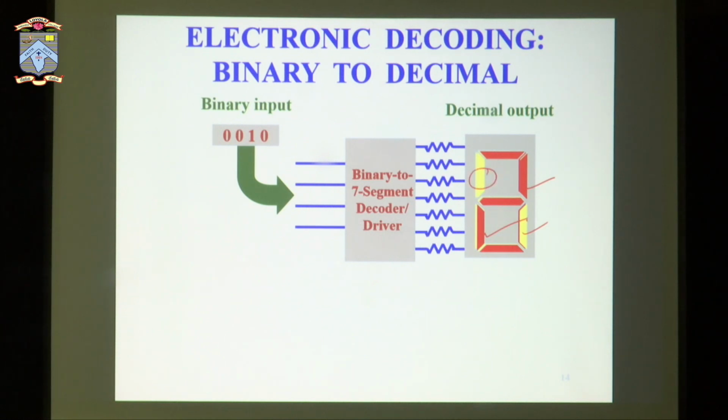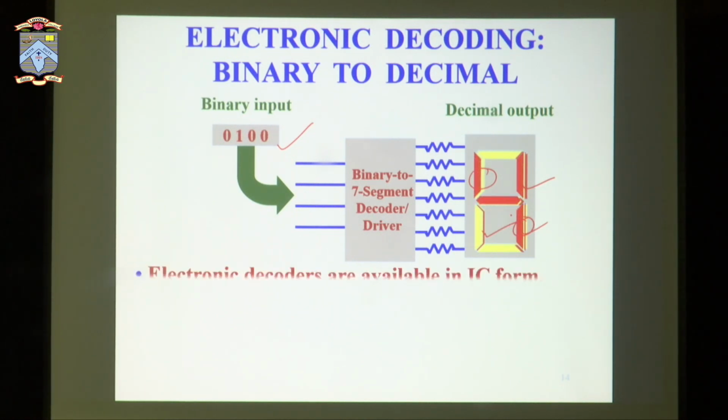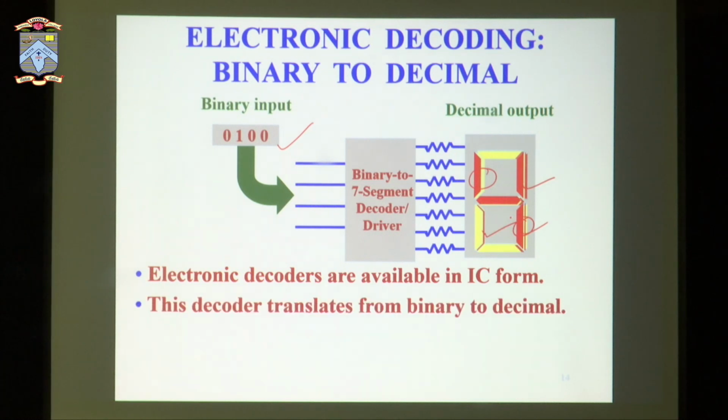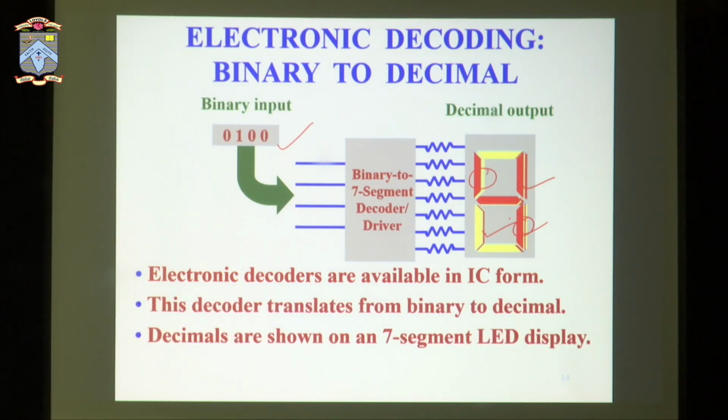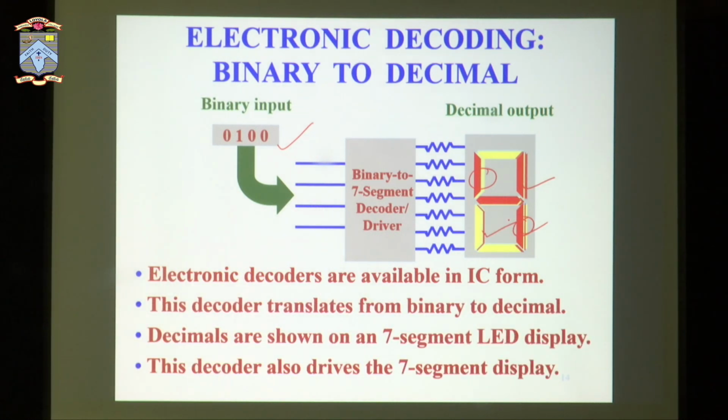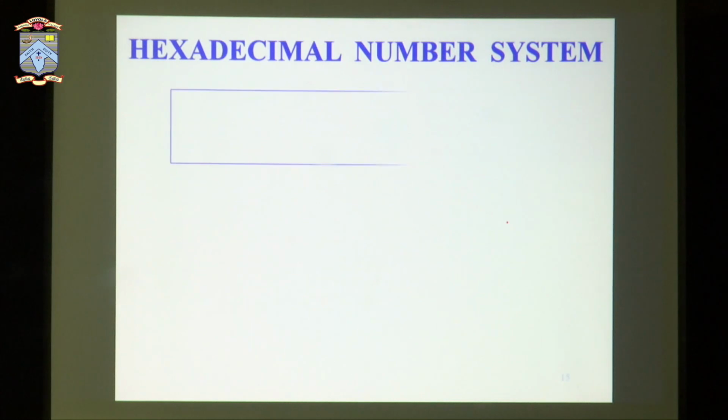These 2 segments in yellow color will glow when you take the input 1 1. What is 1 1? It is number 3. It is displayed like this. The next one is 1 0 0, which is number 4. So, this decoder translates binary to decimal, whereas the decimals are shown on the 7 segment, and this decoder also drives the 7 segment display.